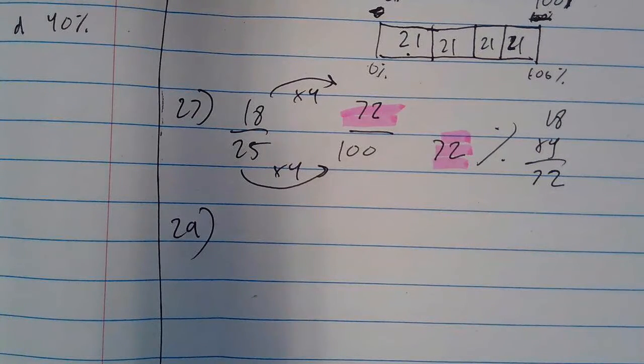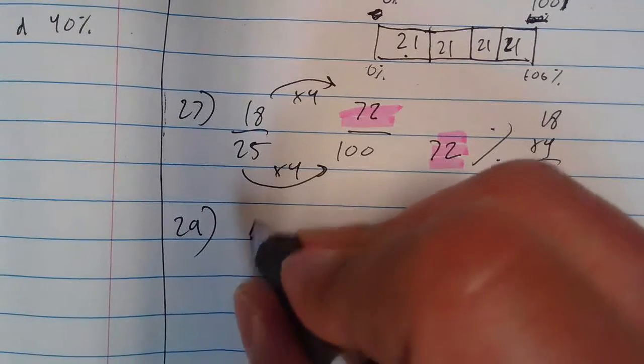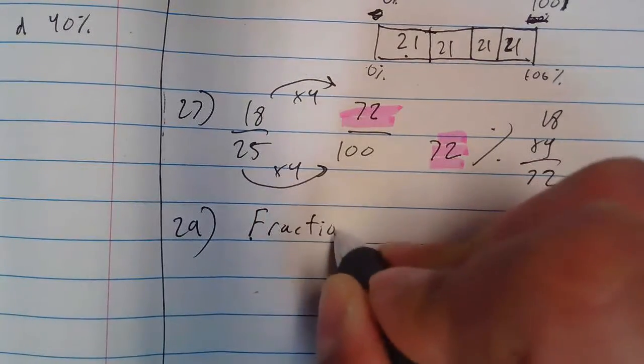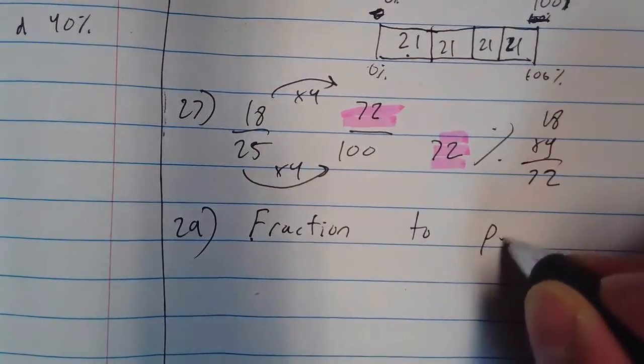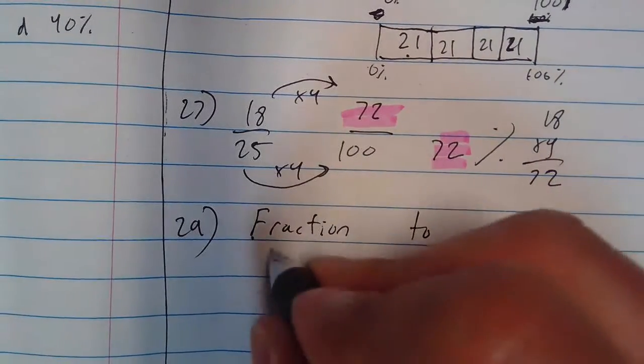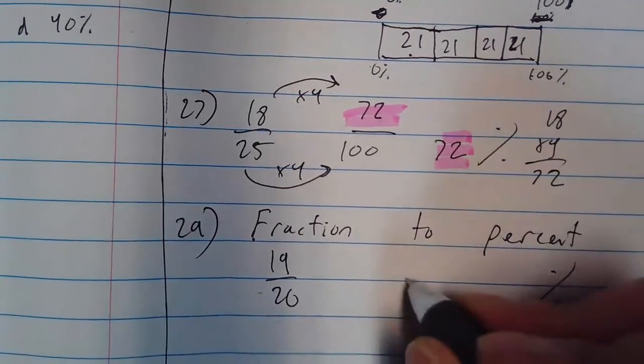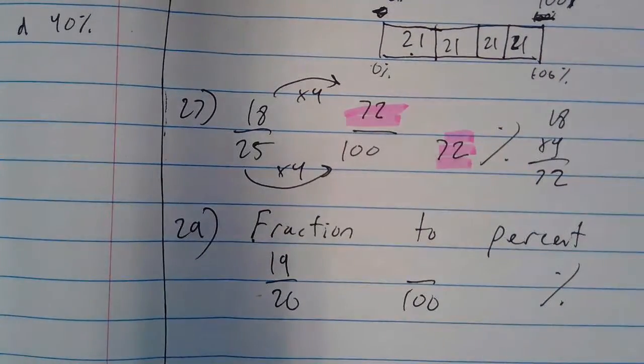About 19/20ths of celery is water. What percent is this? All right. Just to remind myself, I'm going from a fraction to a percent. That's what I want. So I have 19/20ths, and I want a percent. That means I want the denominator to be 100.